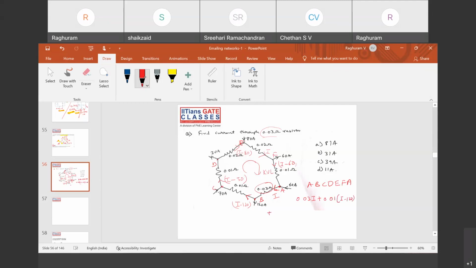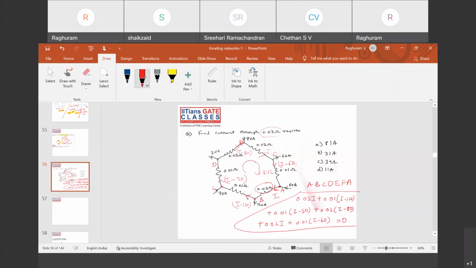Plus what is the drop here? 0.01 into I minus 50. Plus the drop here, 0.02 into I minus 80. Plus the drop here, I into 0.02, 0.02 I. Plus the drop here, 0.01 into I minus 60, is equal to 0. Find I from this.